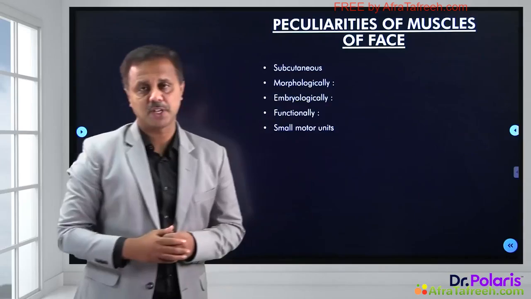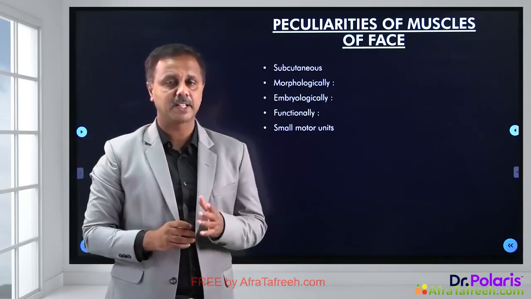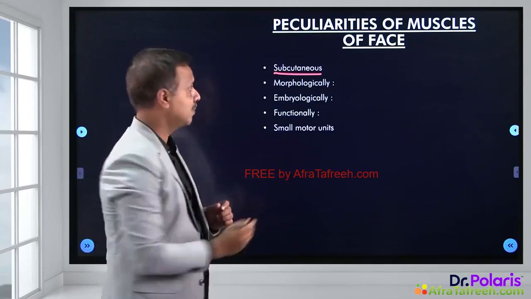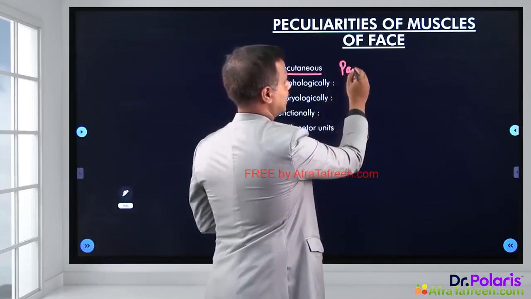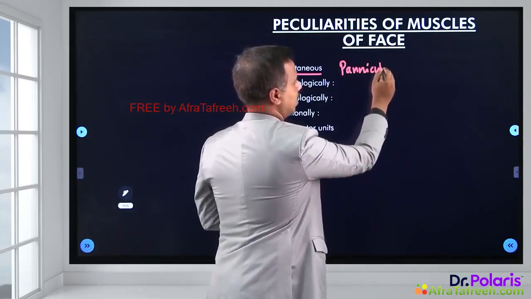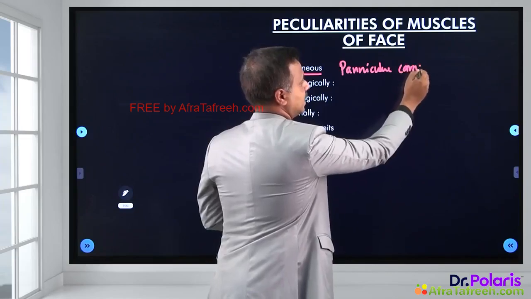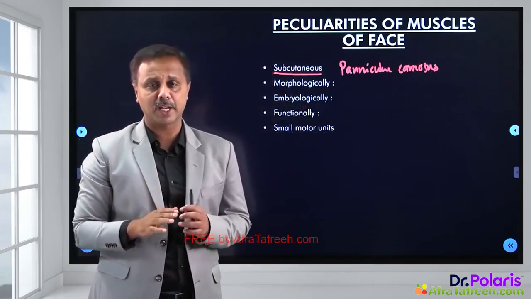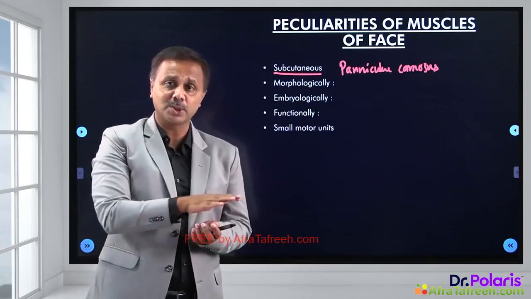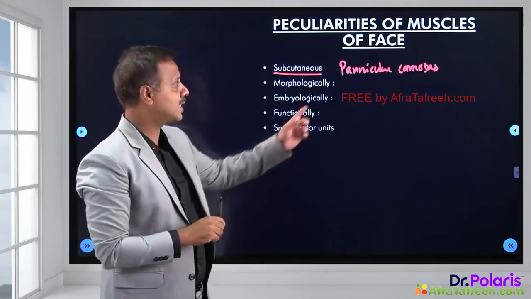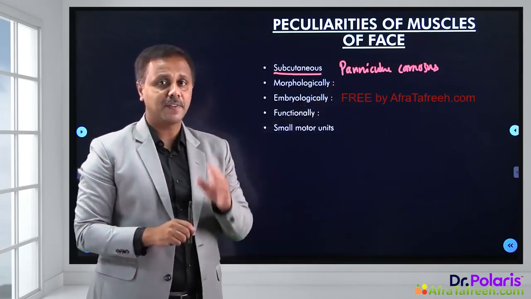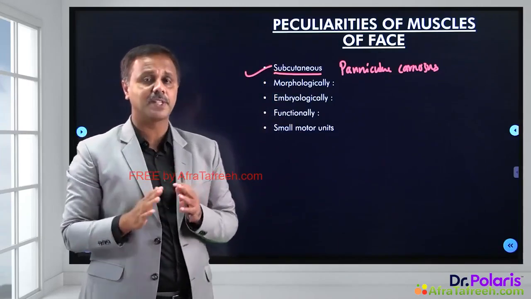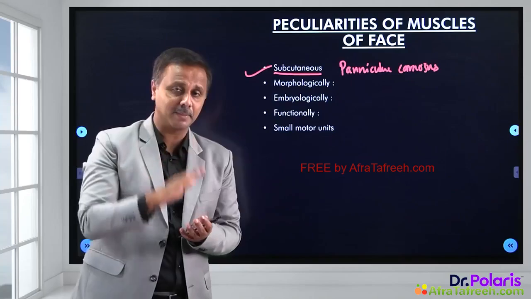Similar to the skin and fascia, even the facial muscles have peculiarities. Let's learn what these are. All facial muscles are subcutaneous and they are remnants of a subcutaneous sheet of muscle referred to as panniculus carnosus. Now, what is this panniculus carnosus? This is a subcutaneous sheet of muscle present in lower animals which allows the entire skin to slide over. In human beings, there are only some parts of the body where this persists, and facial muscles are actually remnants of this panniculus carnosus, and hence all these facial muscles are subcutaneous, present immediately beneath the skin.